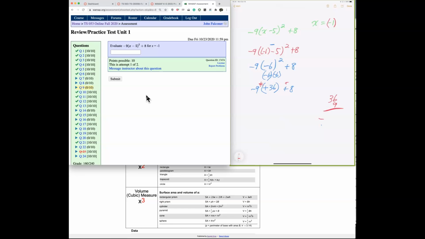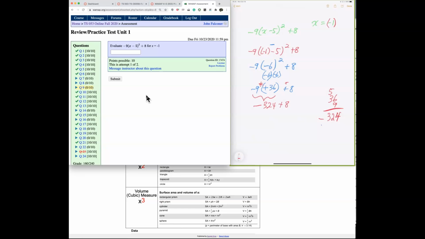9 times 6, oops, 54. 4 carry the 5. 9 times 3 is 27, plus 5 is 32. Oops, 32. It's getting late in the day. 9 times 6, 54. Carry the 5, 27, that's 32. So, negative 324 plus 8. So this evaluated to negative 324 plus 8.